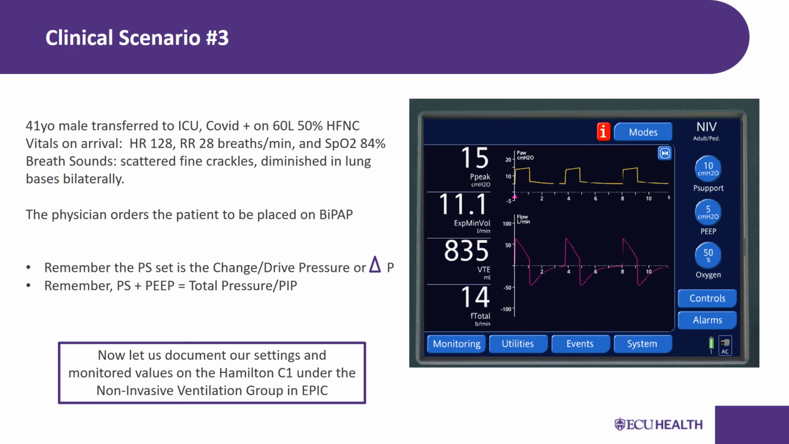So once again, we need to remember the pressure support that is set is also the change or drive pressure or delta pressure. We also need to remember that the Hamilton C1 is a compensated ventilator, so the pressure support plus the PEEP equals the total pressure. So now let's go document.